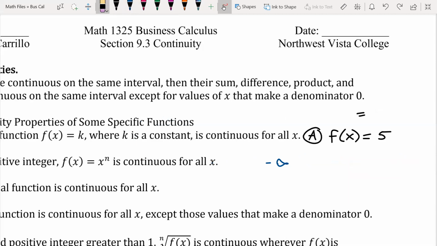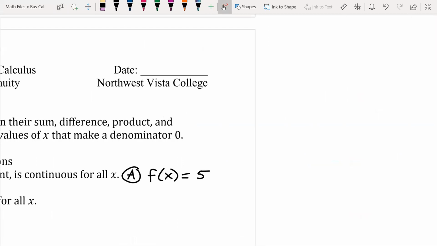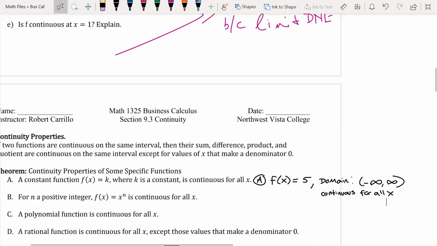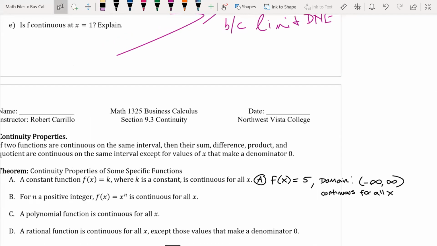So if I were to write the domain of A, since we saw it goes to negative infinity and positive infinity, we would say the domain goes from negative infinity to positive infinity. Or another way to state that in continuity terms is continuous for all x. That's all it means. It doesn't stop, and there's no breaks in the graph.